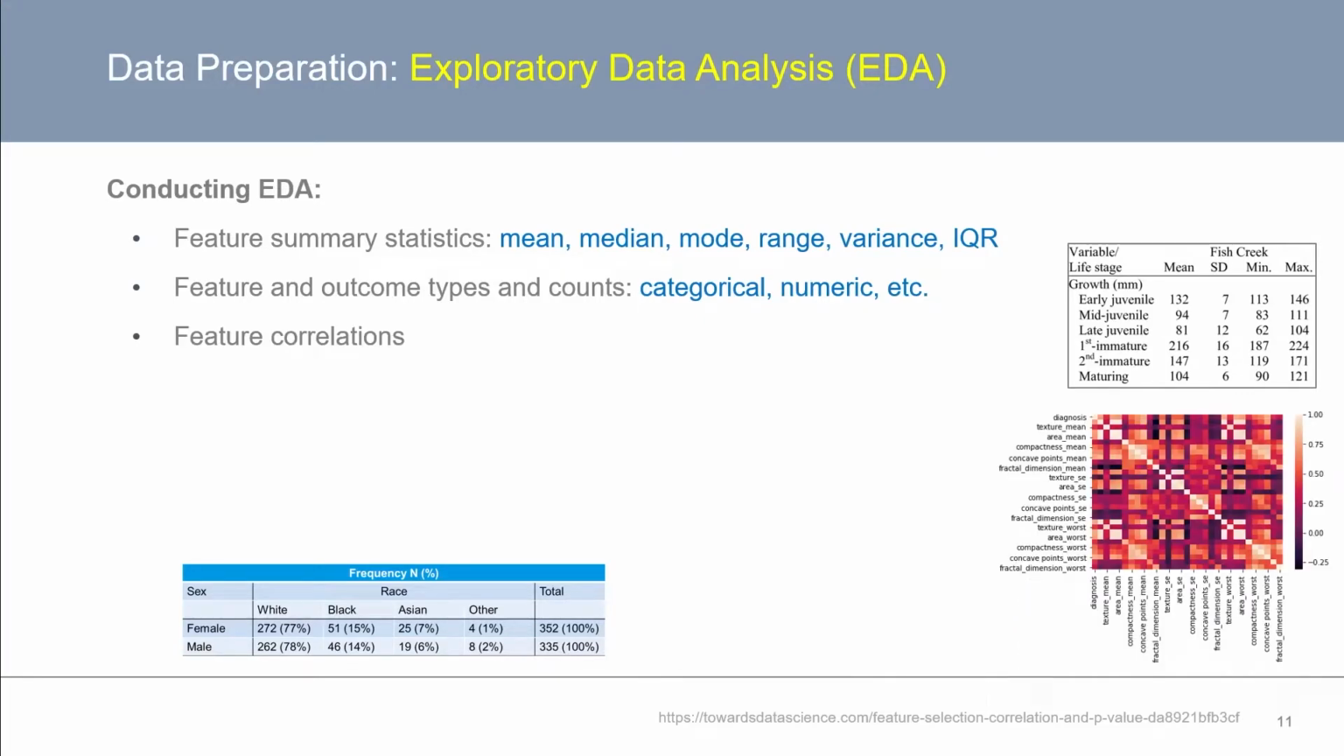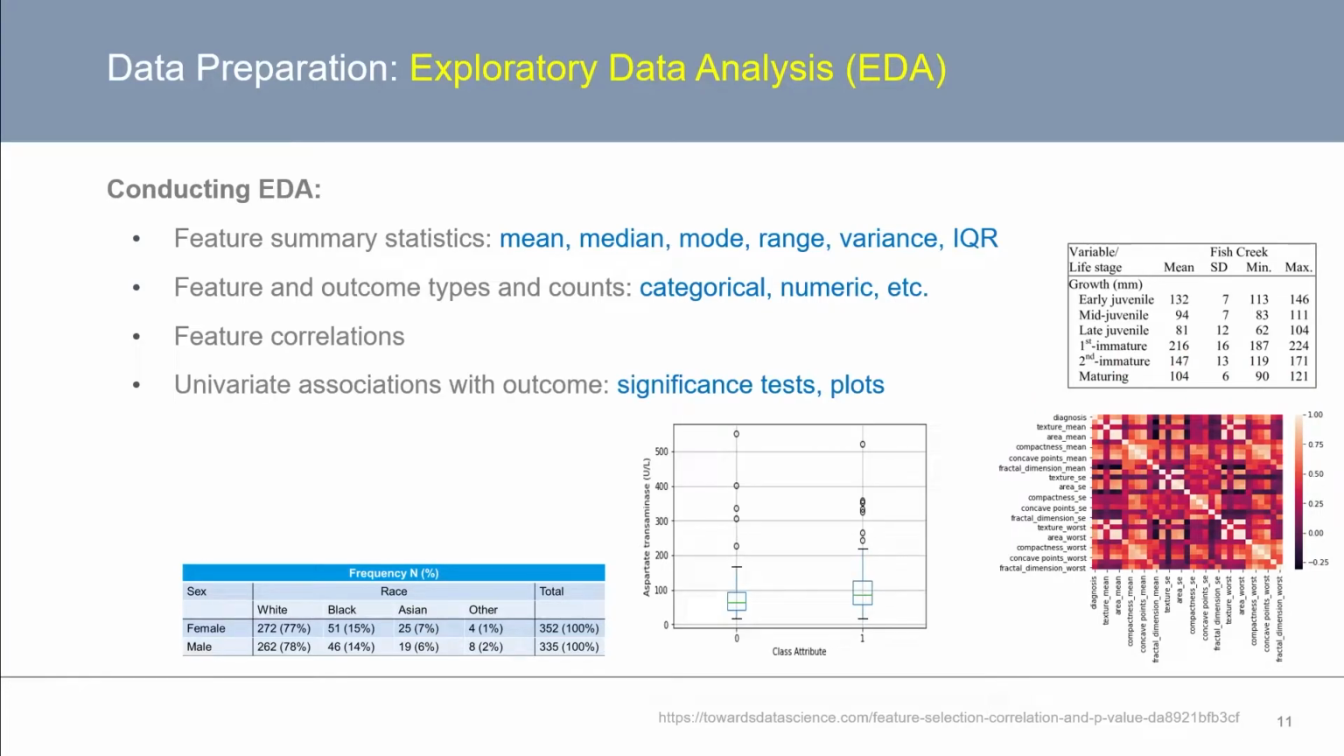EDA can also include examining correlations between features. For example, generating this heat map visualization of feature correlations. EDA can also focus on explicitly examining univariate associations between individual features and outcome, and you can do this by applying relevant statistical tests of association or generating plots such as bar or scatter plots.